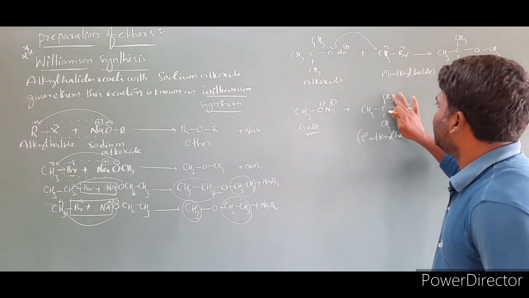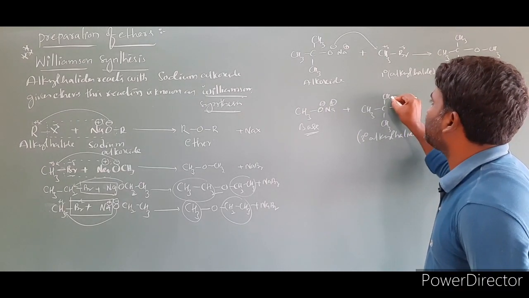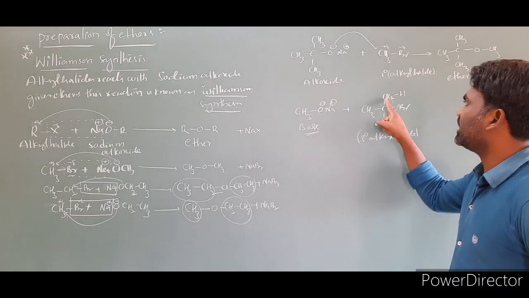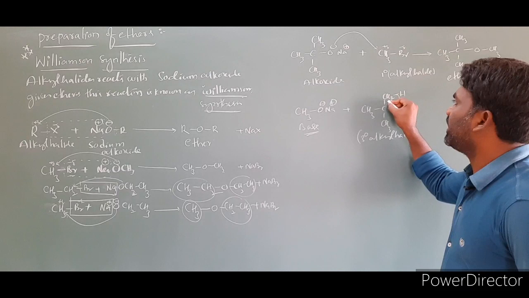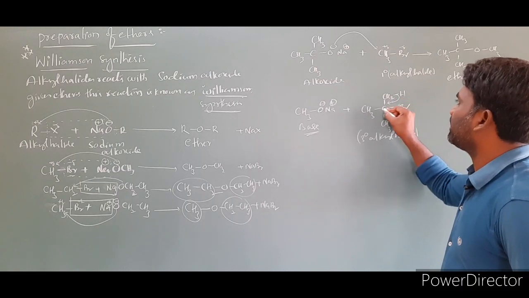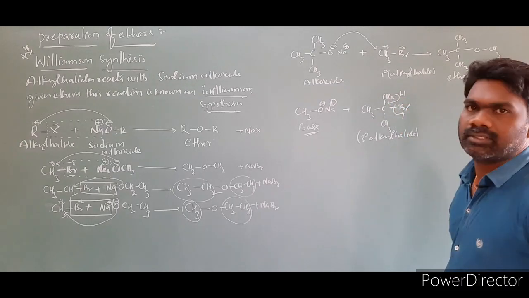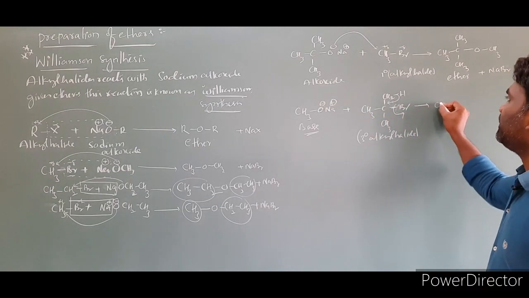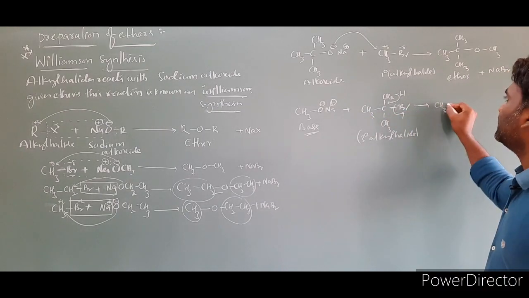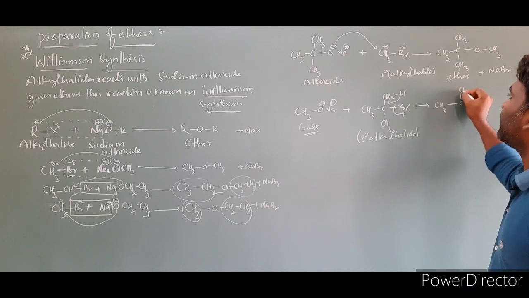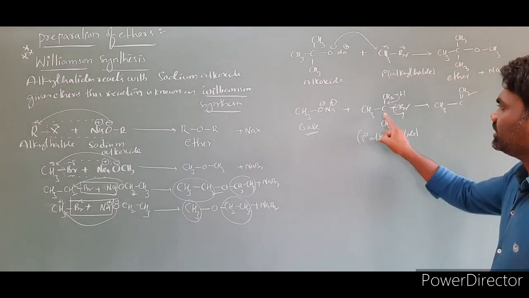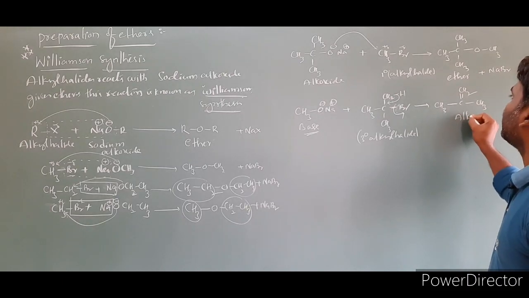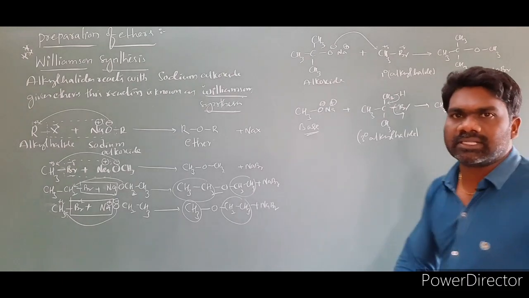How does the elimination occur? I am taking this CH2, writing it as CH2H. This bond will migrate here. The bond between carbon and this bromine will undergo cleavage. As a result, the product is CH3, C double bond, this will become CH2, this will remain as CH3. The product is alkene.